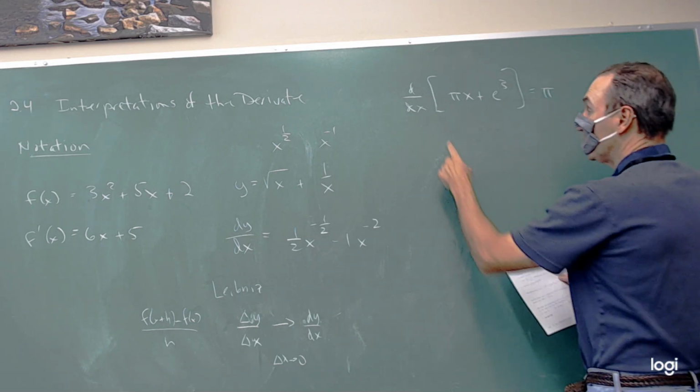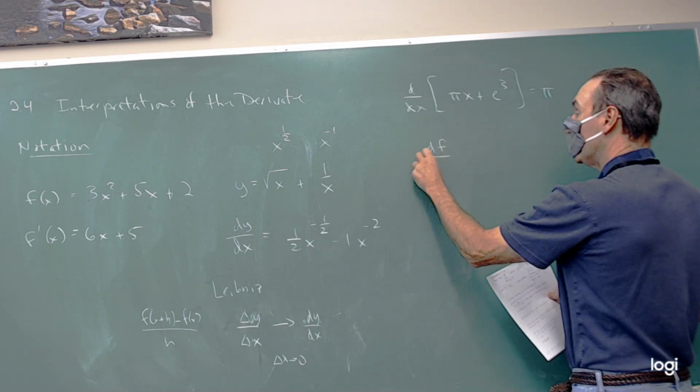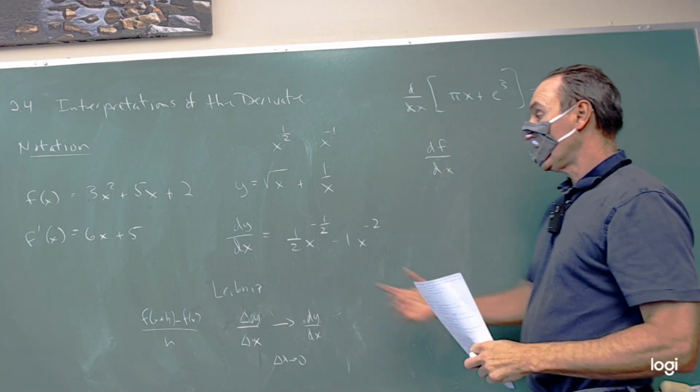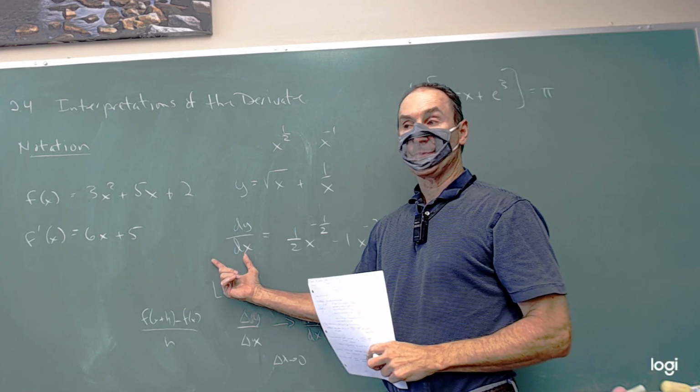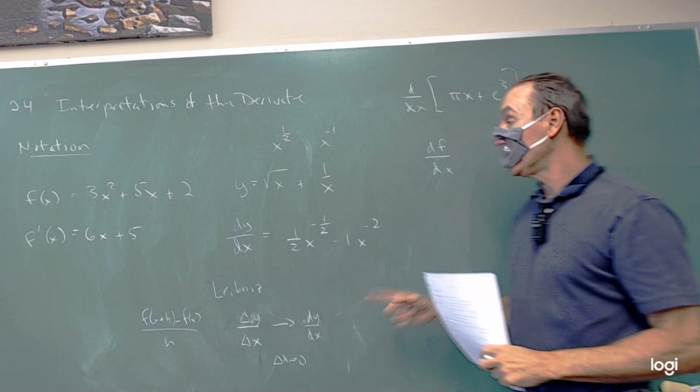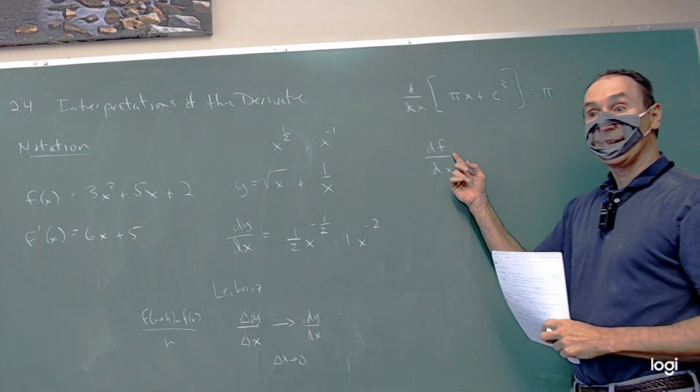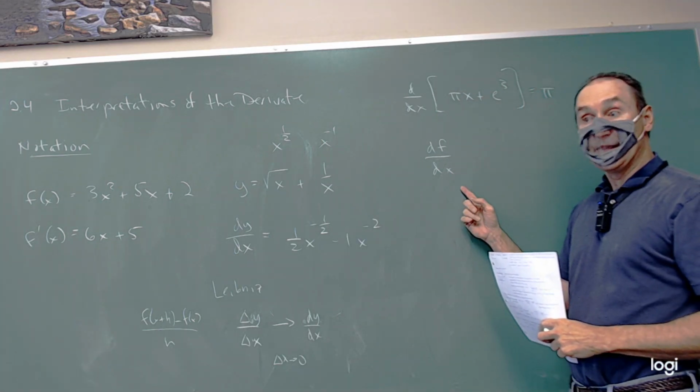Then other symbols too. So sometimes you'll see it written as df dx. Yeah, taking off from this Leibniz notation idea, if you call your function f, then you might want to call its derivative df dx.